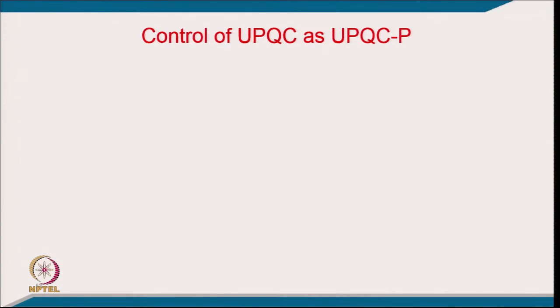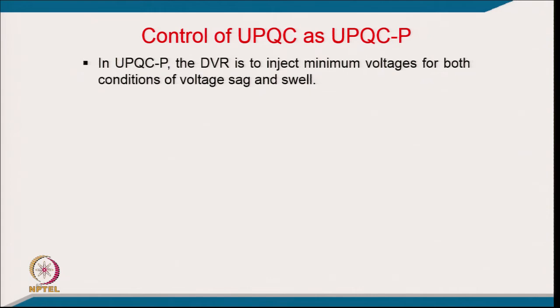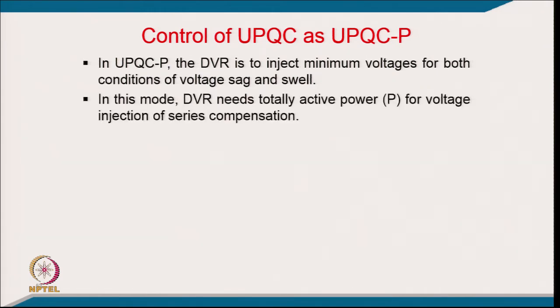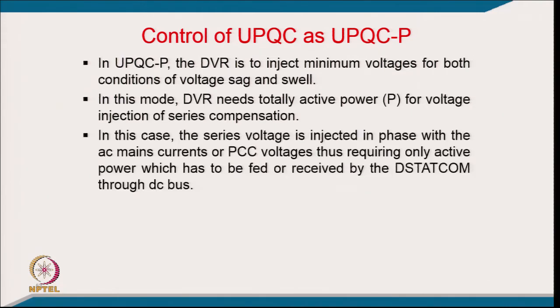So, coming to the control of UPQC as UPQC-P, in UPQC-P the DVR injects the minimum voltage for the condition of voltage sag and swell, and in this mode the DVR injects the total active power for the voltage injection of series compensation.